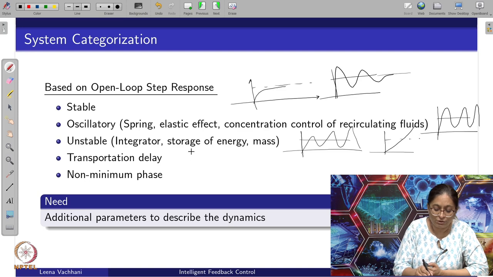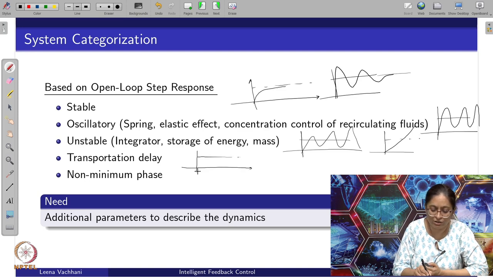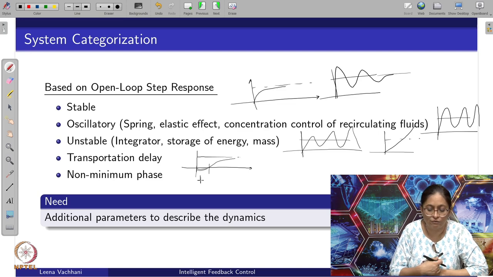If the system has a transportation delay, then your step response, if it's a first order system, is going to start with a delay. So this particular delay needs to be accounted for. Similarly, for a second order system, there is going to be a delay in the start of the response and so on.